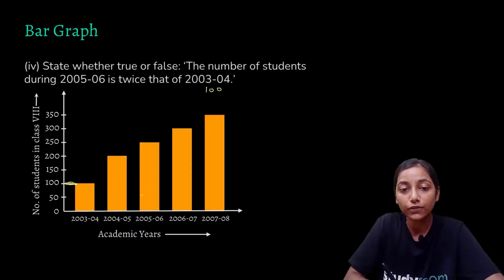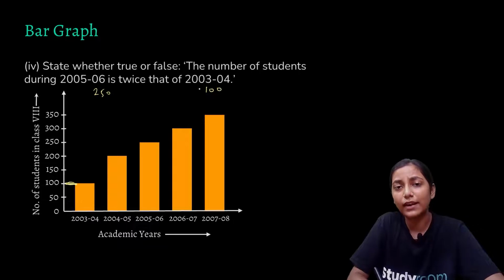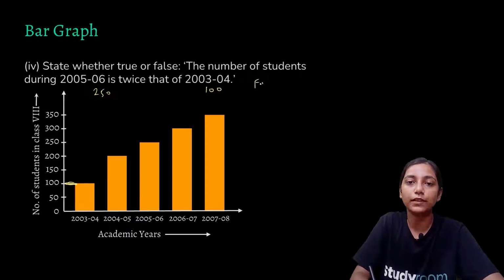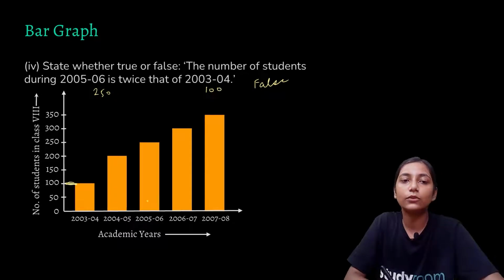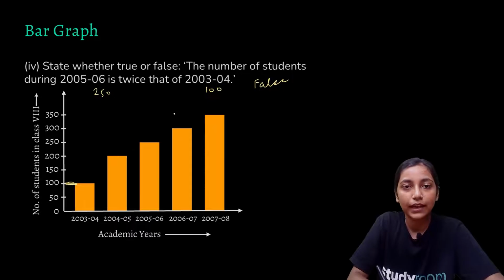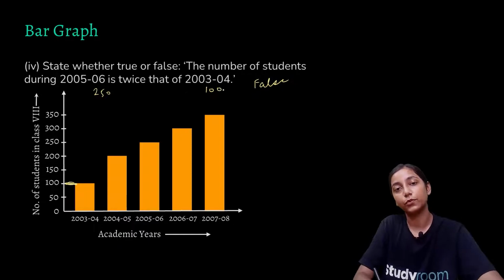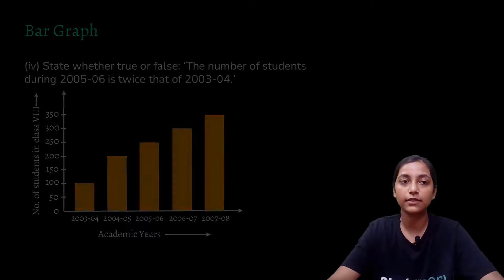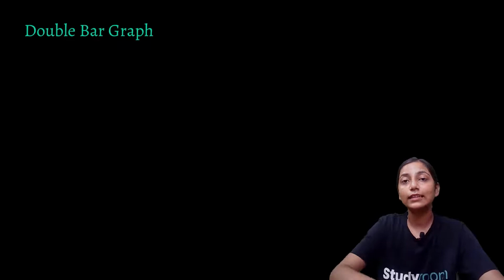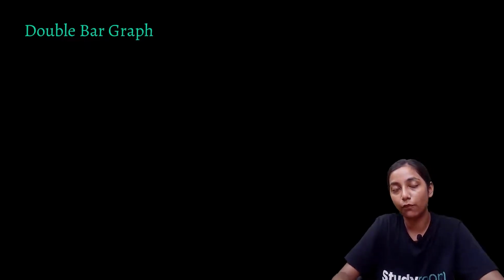While in 2005-2006, how many do we have? We have 250. So is 250 twice of 100? No, we can say no. This is false. Why? Because in 2005-2006 there were 250 students, while in 2003-2004 there were 100 students. So this is not twice that of 2003-2004. This is the answer for this bar graph. So this is how we solve bar graph questions.